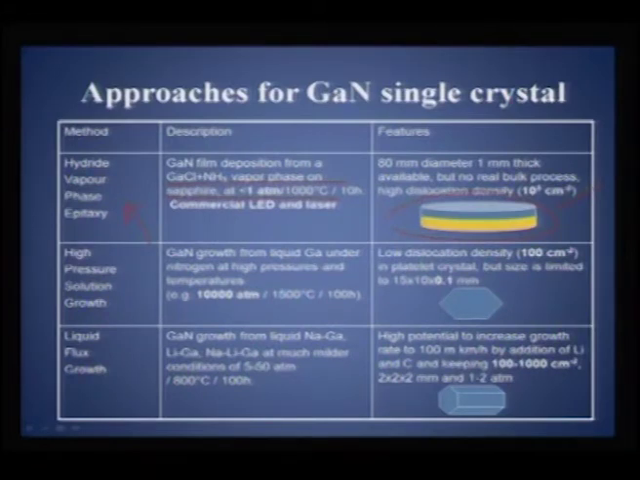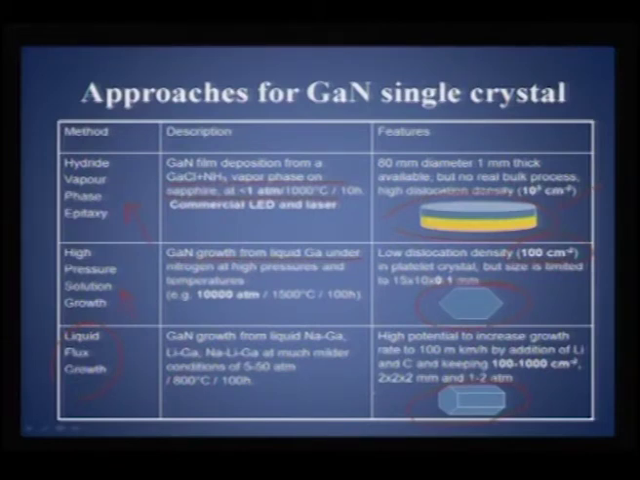So in order to beat that, you can actually go for a high pressure solution growth, where you can try to grow it using liquid gallium and nitrogen at high pressures. In such a case, you can realize very low dislocation density, which means the quality of the single crystal is very good. Only thing, you get very small dimensions of gallium nitride crystals. Flux grown method is another easy route where you can achieve comparatively larger diameter with fewer defects.